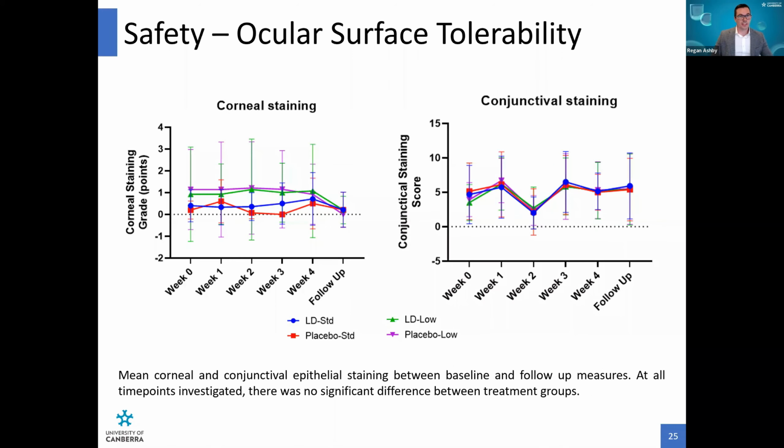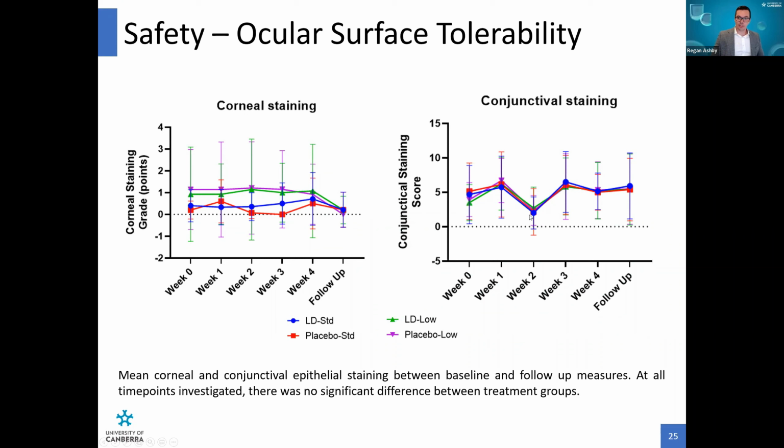Now, just to give you a feel for this data, rather than me simply saying no changes were observed, this is the idea. This is ocular surface tolerability data showing corneal staining and conjunctival staining with fluorescein. And what you can see is there's no indication of epithelial damage or scratching or drying out. So you can see the corneal staining over 0, 1, 2, 3, 4 weeks, and then the 4-month follow-up. And the same is for conjunctival staining.